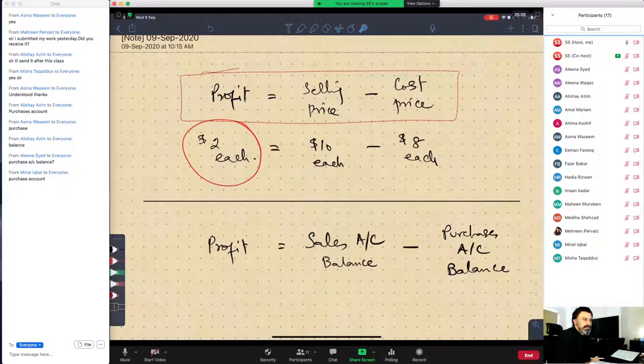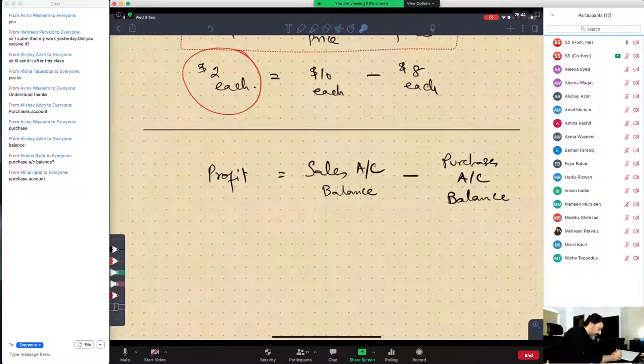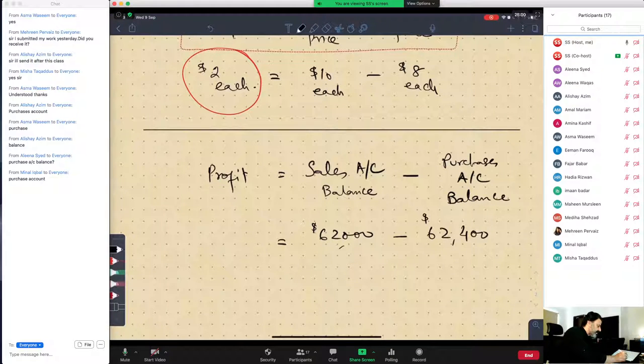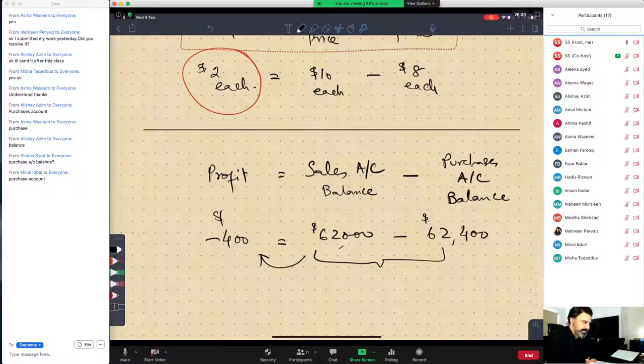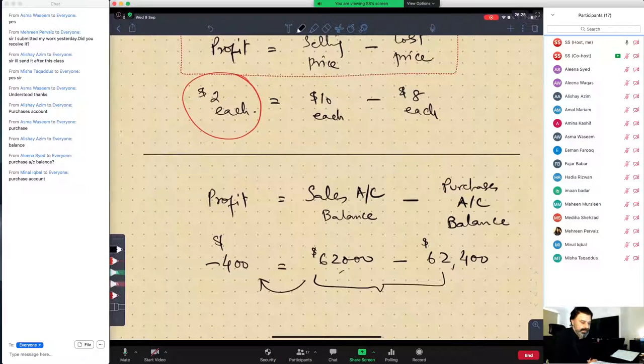Purchases account. Now, let's plug in the values here and see if we get the desired answer or not. Our sales account balance is $62,000, as you can see from the information, and our purchases account balance is $62,400. If we compare these two values, it gives us a negative $400 profit, which is actually a loss of $400. So do you agree that if we go by the values given to us in this question, our sales account balance is $62,000, and the purchases account balance, which we decided is the representation of cost in this account, is $62,400, and we compare the two, we get a strange answer here. We are not making any profit, we are making a loss.